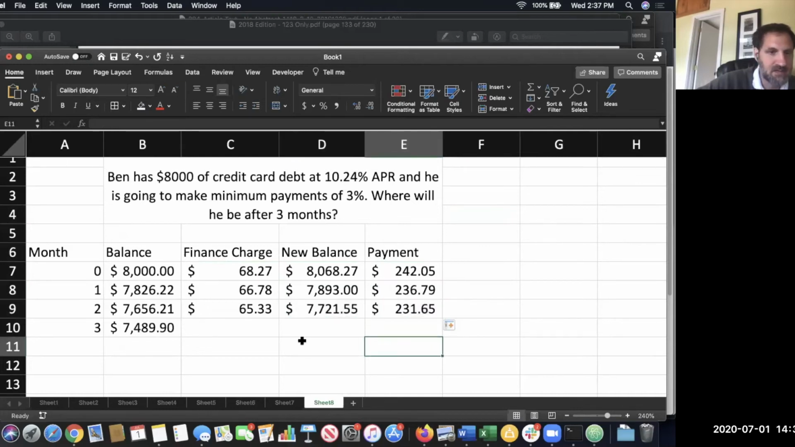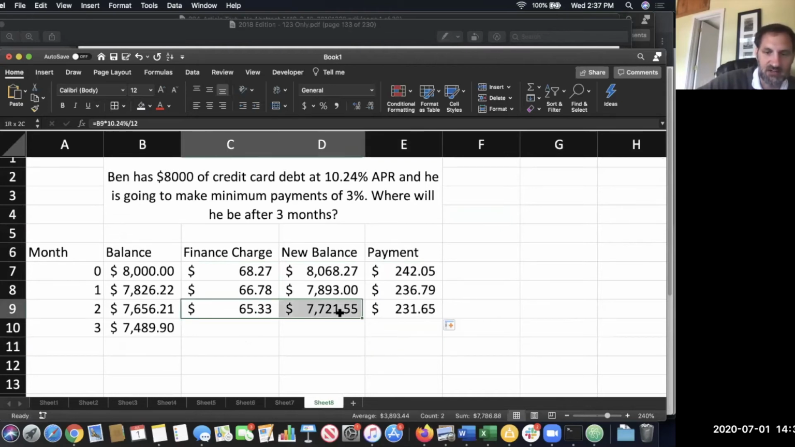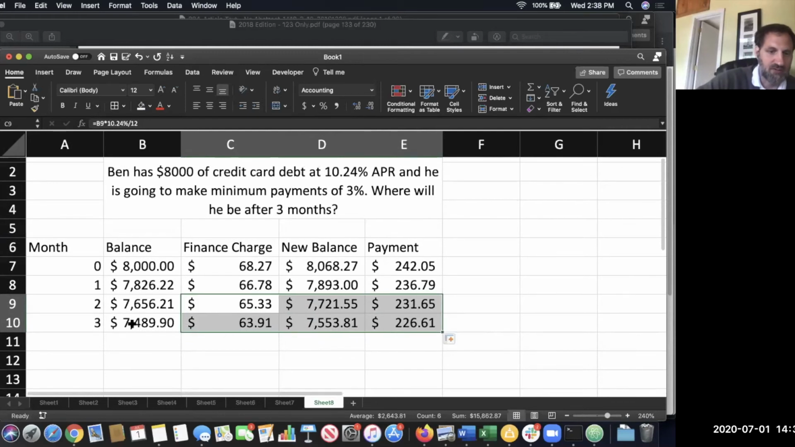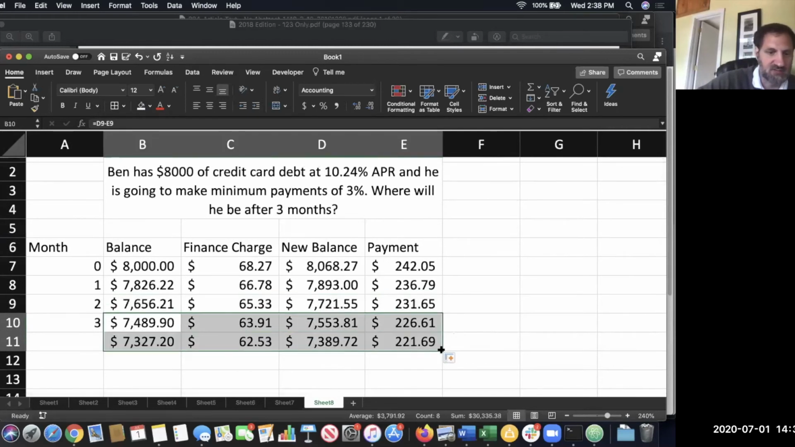Okay. Now I can keep doing this. And in fact, I don't have to do it one at a time. I can select all three of these because all three of them have formulas. And I go to the bottom right corner, I click in and drag, and boom, I got a new one. And in fact, I can do all four of these because all four of these have formulas. And I can click and drag, and that gives me four new calculations.